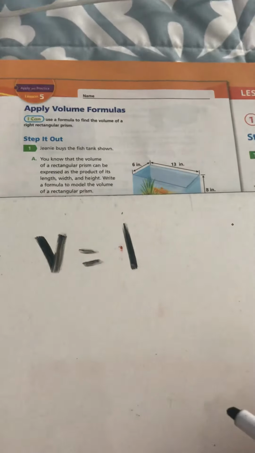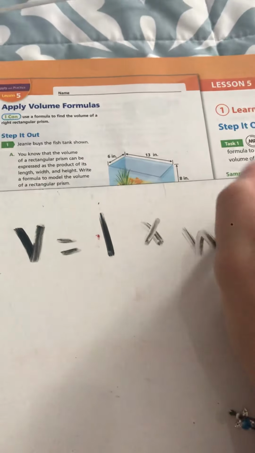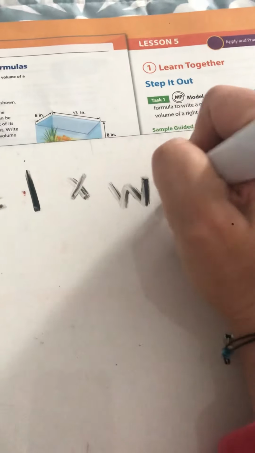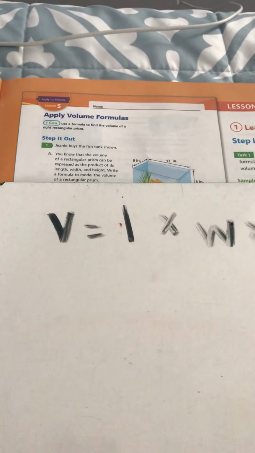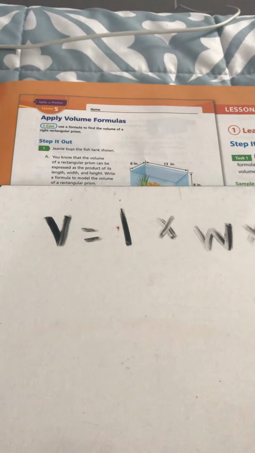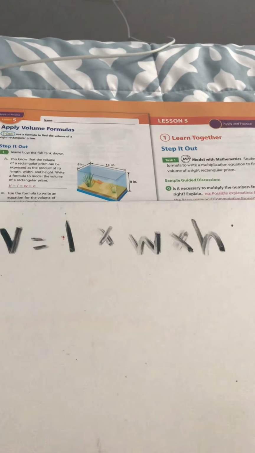So if we write a formula to model the volume of a rectangular prism, that would be V, which is volume, equals L, which is length, times W, which is width, times height, which is H. So that is the formula that will model the volume of a rectangular prism. Volume equals length times width times height. See?